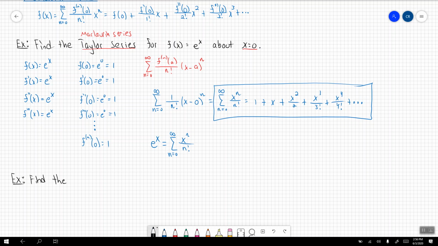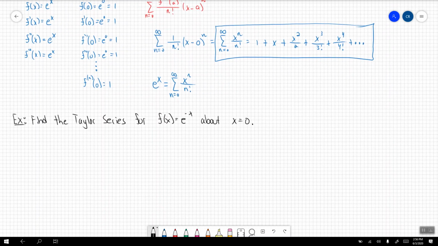Find the Taylor series for f of x is equal to e to the power of negative x. And again, we're going to want to do this about x is equal to 0. Now, I want you to do this for one reason. And that one reason we're going to discover after we do it, along with a lot of things that we do. Well, why do we do them? Well, we're going to see why after we do them.